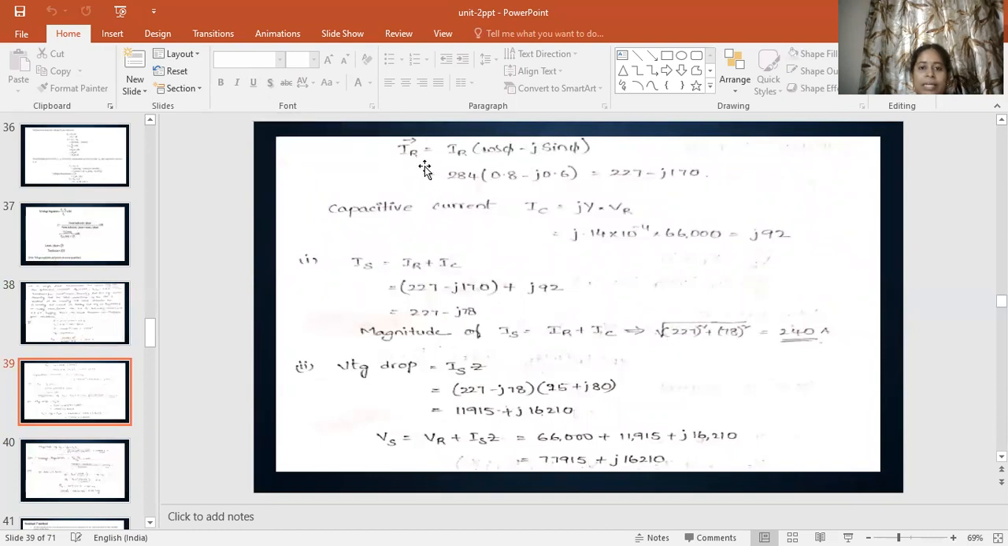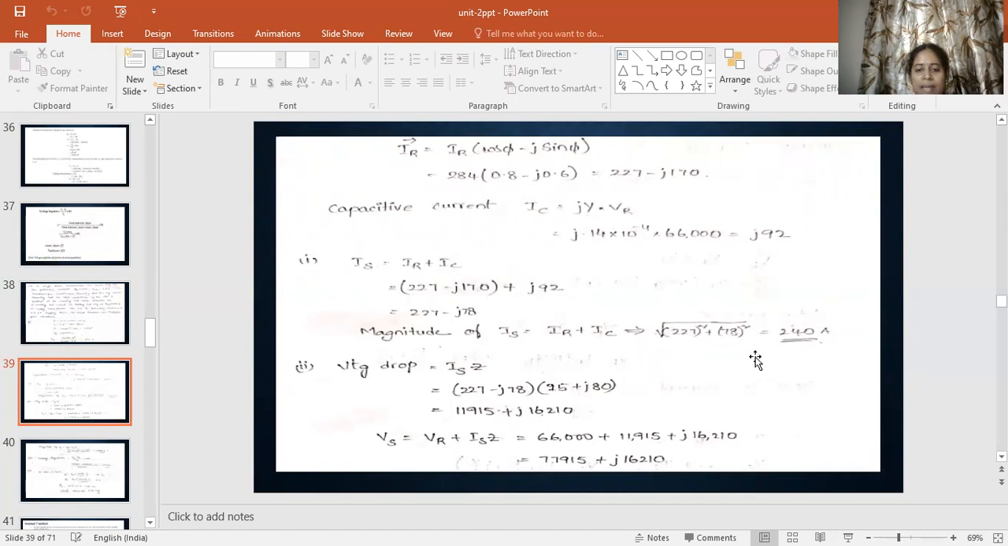Here IR, in the magnitude form, is 284 into cos phi r minus j sin phi r, that is 0.8 minus j 0.6, which is the vector form. So the capacitive current IC equals j Y into VR. We know it's nothing but j omega C into VR. The capacitance value is the susceptance Y equal to omega C. So you can directly substitute j into Y into VR. The value is j92, and we can find the IS current in the magnitude form.